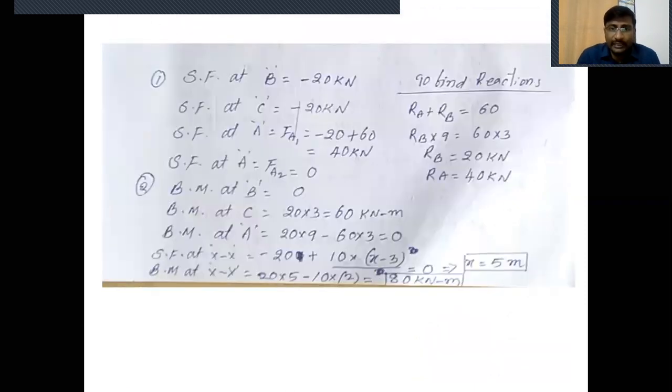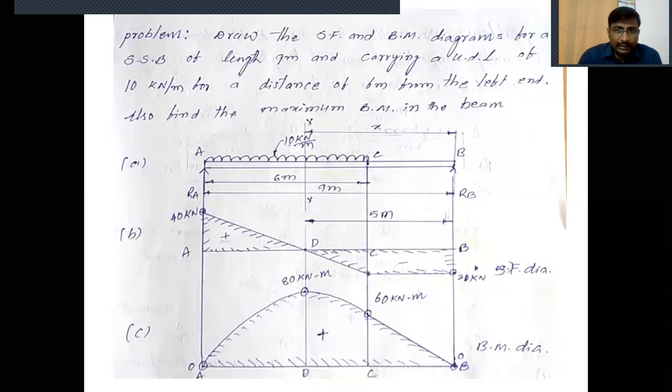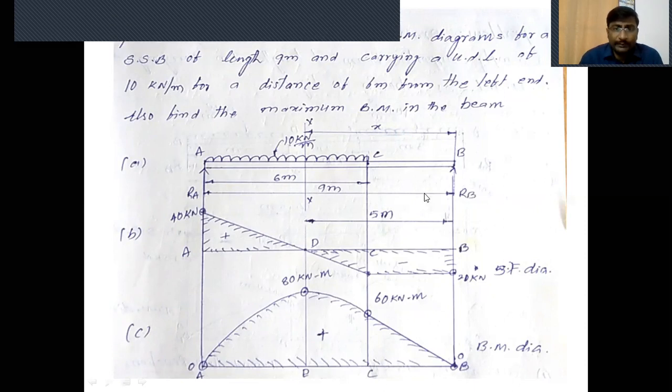To find the reactions, what is the equilibrium equation? Sigma Fy equal to 0. By taking sigma Fy equal to 0, Fy means in the y direction, all the forces acting in the upward direction must be equal to all the forces in the downward direction on the beam. So what are the upward forces? Reaction forces at A and B, RA and RB, are in the upward direction. Therefore, RA plus RB is equal to the total downward load.